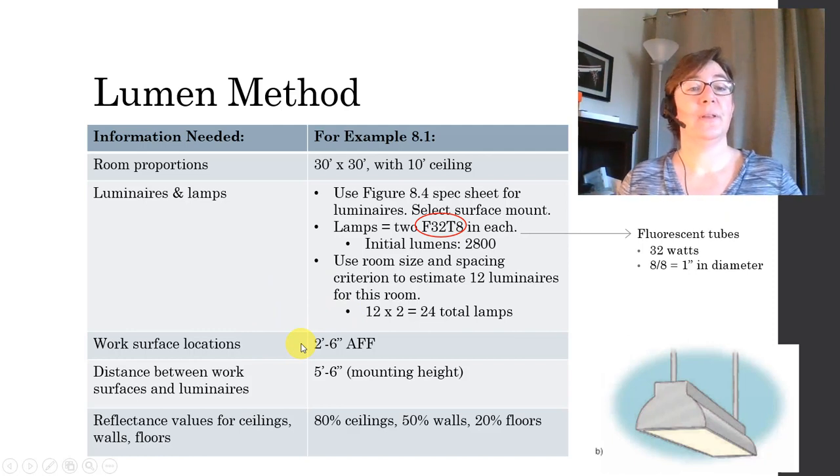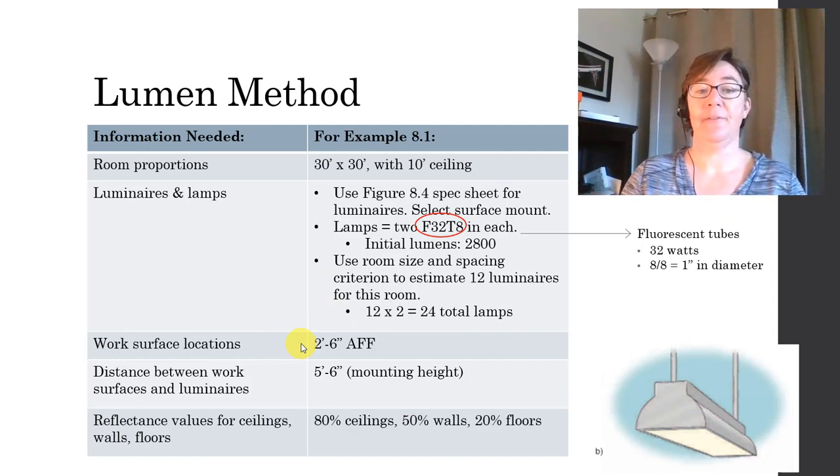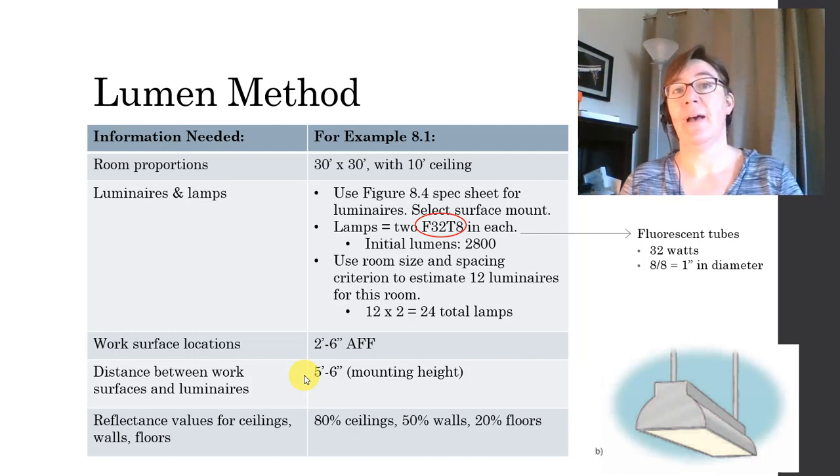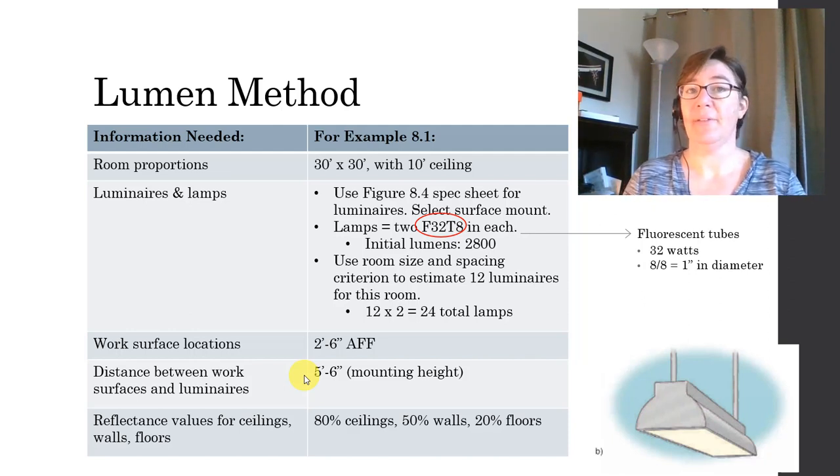Our work surfaces are going to be 30 inches above finished floor, 2 foot 6 inches above finished floor. And therefore, the distance between the work surfaces and the luminaires, remember that's called the mounting height in these calculations, is 5 foot 6 inches, so 5.5 feet.